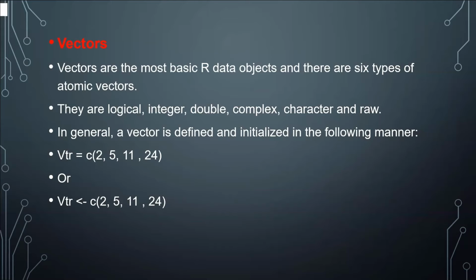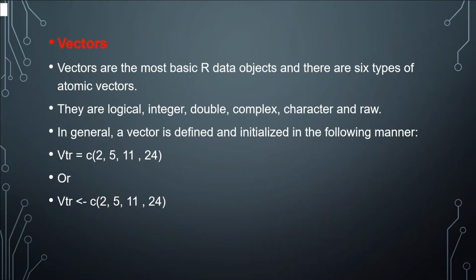The second characteristic of a vector is that it consists of only the same type of value. It holds the same type of values, whether it is a group of only integers, only characters, only logical values, or only complex or double values. It holds only a similar type of values in a single dimension. That is what a vector means. Clear? Any doubts you have, just ask me.